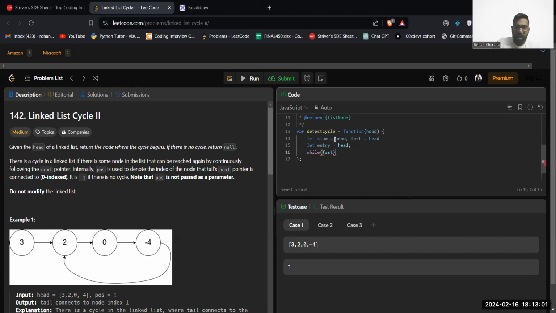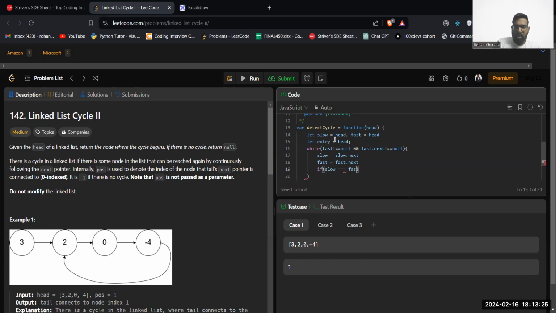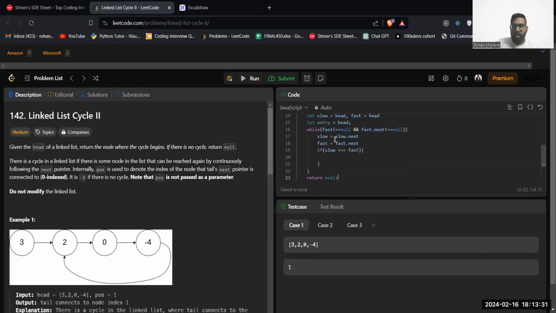So while my fast is not equal to null and fast dot next is also not equal to null, I will move slow is equal to slow dot next, fast is equal to fast dot next. If my slow is equal to fast, here I'll have to do something. But if this is not true, I'll have to return a null. If either of these becomes true, that means the cycle was not detected. It is a linear linked list, so that is why I'm returning null.